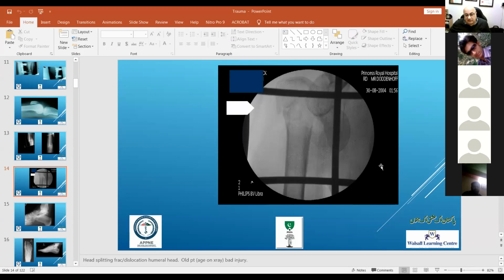Fracture dislocation of the proximal humerus looks to be comminuted and 4-part type. I need further views to confirm findings. That's a very good answer. I don't have further views, but you're right.